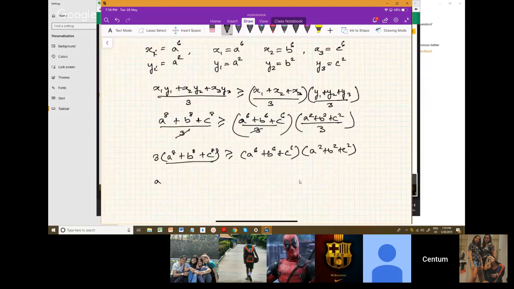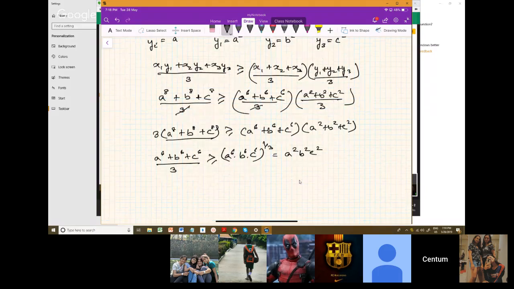Now a to the power 6 plus b to the power 6 plus c to the power 6, guys. By AM-GM inequality, what can we say? This divided by 3 is greater than or equal to a^6 b^6 c^6 whole to the power 1 by 3, which is nothing but a square b square c square. Similarly, there is one more step. This is one thing which I didn't teach you, but anyways, please remember this.